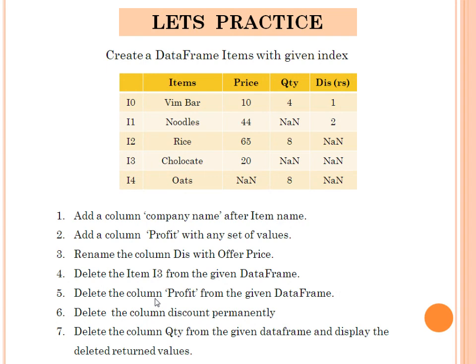You have to add a column profit. Rename the column dis with offer price. Delete the item I3. You have to delete the item I3, chocolate one. Delete the column profit. Profit is to be deleted. Delete the column discount permanently. You have to delete the column dis permanently from the data frame. Delete the column quantity from the given data frame and display the deleted returned values.